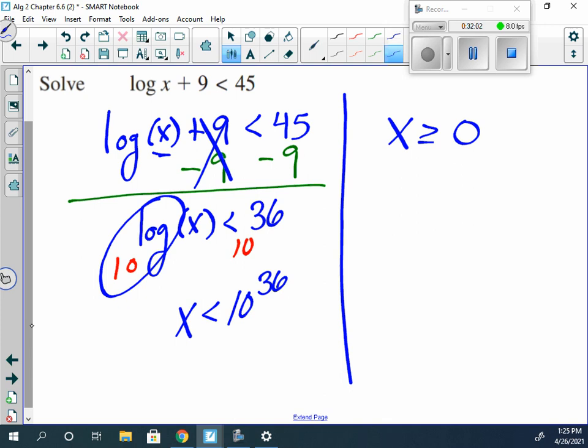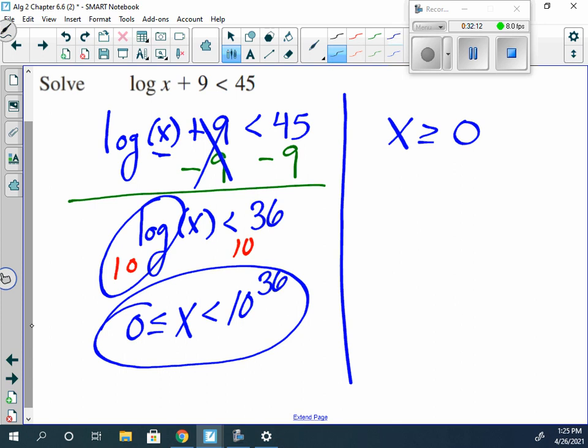It cannot be less than 0. Well, that's still just going to be greater than or equal to 0. So that there would be our answer. That's all we would have for this here. Any questions on any of this here so far?